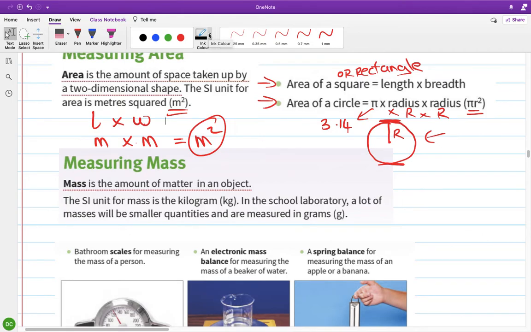Right, so that was just a recap of everything that we did on Friday morning. So, what I want you to do today is to measure the mass of a couple of objects.